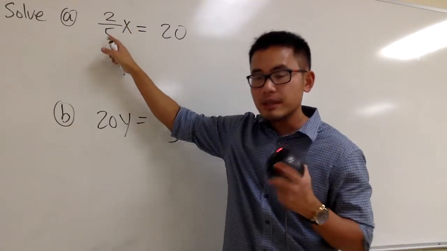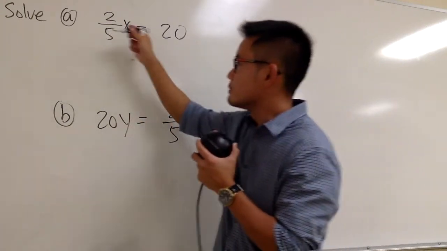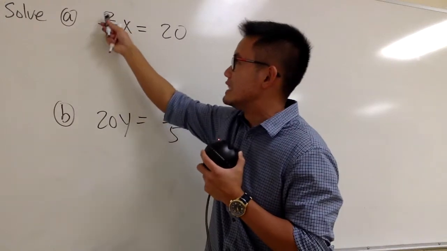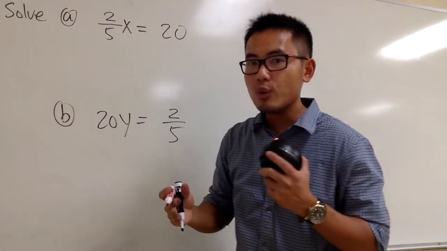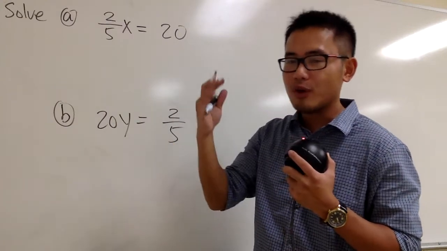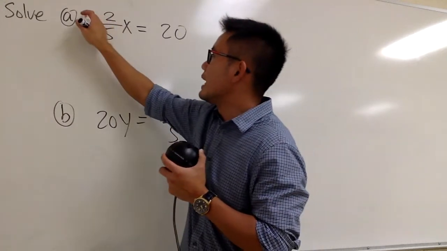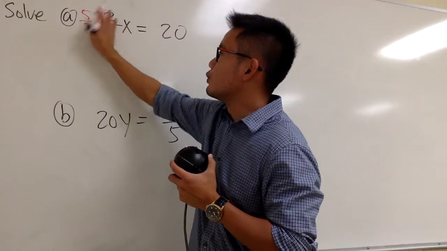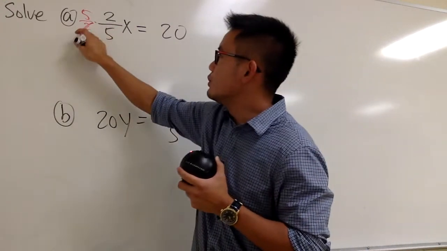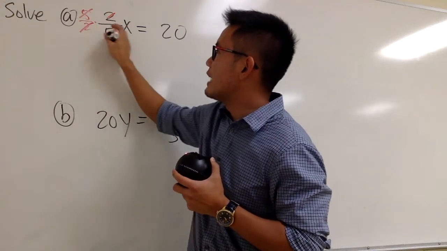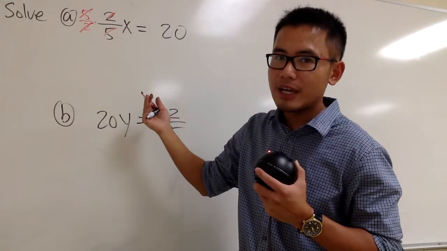And this is a fraction, so what we can do is just multiply both sides by the reciprocal of this fraction. This is 2 over 5, so we have to multiply by 5 over 2, okay? So let's do that. Multiply by 5 over 2 right here. And you know you are doing this right because this 2 and that 2 will cancel. This 5 and that 5 will cancel when you multiply them, right?